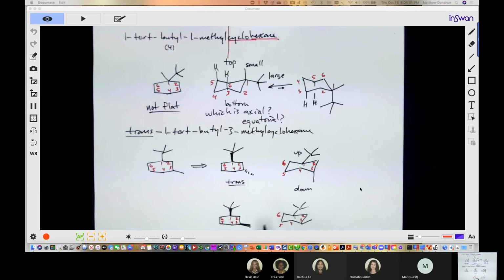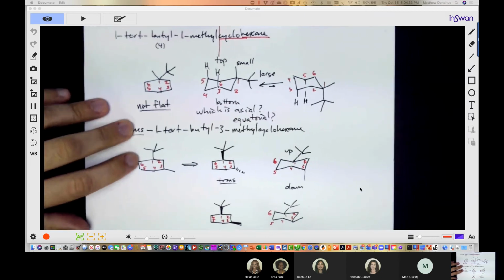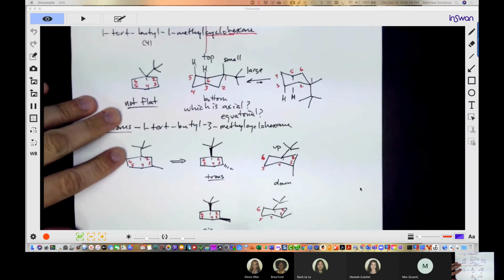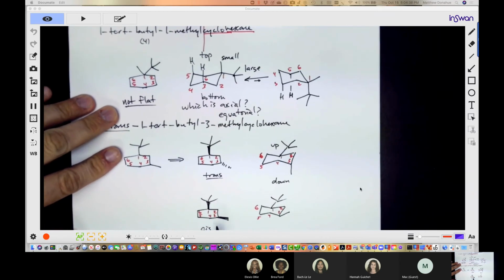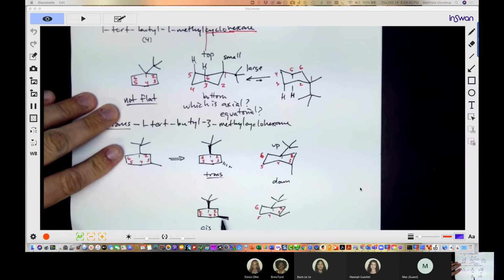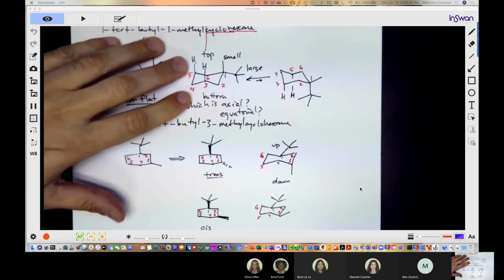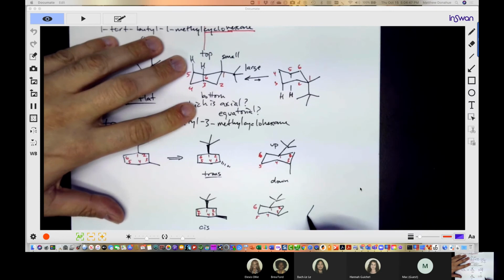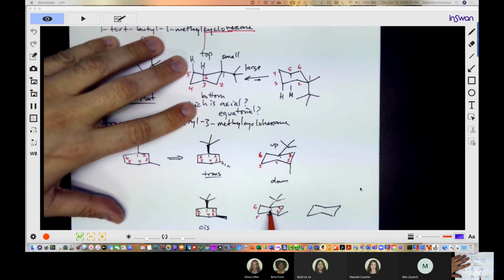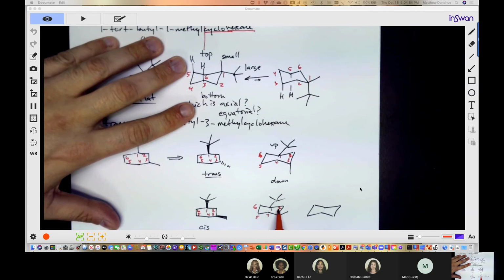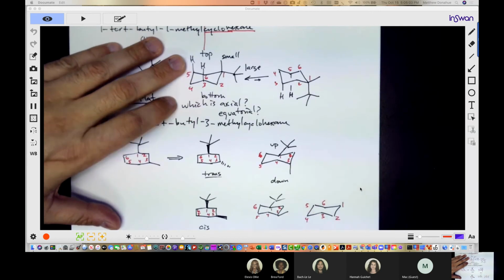Let me show you something so you see I'm not bullshitting you, and you see that there's no tricks being played here. I'm going to start the numbering, not at that carbon, but here. 1, 2, 3, 4, 5, 6.